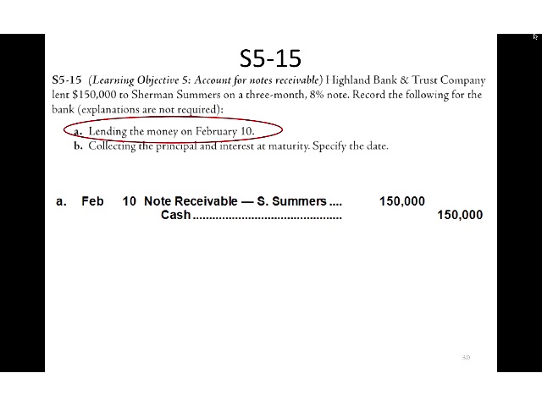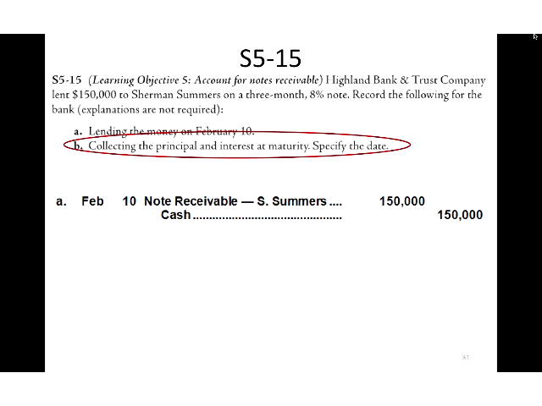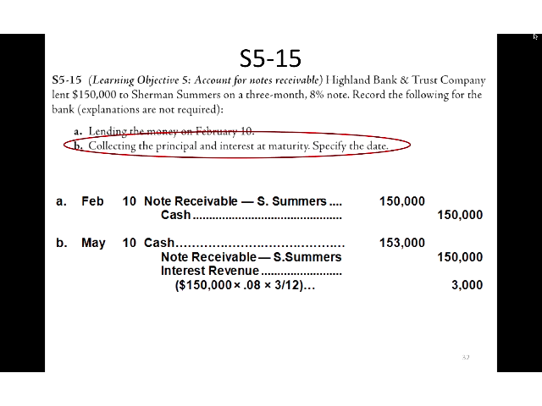Okay, next, collecting the principal and interest at maturity. Specify the date. This is a 3-month note. So when it says months, we just go by months. We don't convert it to days or anything. So if we lent it on February 10th, then 3 months later is going to be May 10th. So we have May 10th. What's going to happen here is we have to calculate the amount of interest. So I'm going to wait while you write that down, and then I'm going to walk through it.